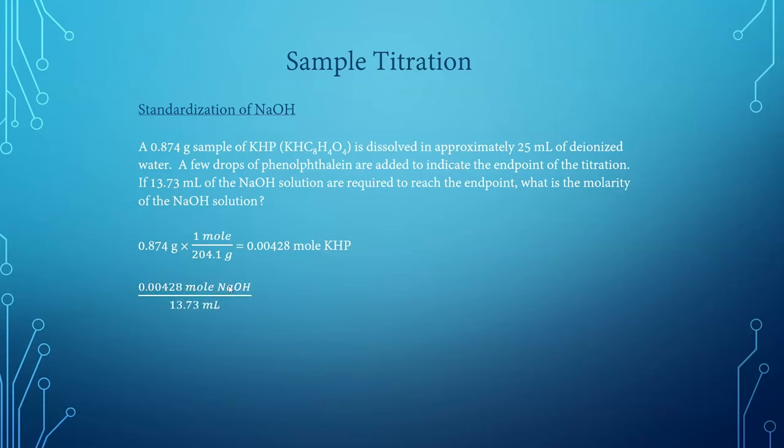So now we know two things about the sodium hydroxide. We know how many moles are in our sample, and we know how many milliliters there were. From that, we can calculate the molarity. All we have to do is change the milliliters into liters, and now we have the molarity of our sodium hydroxide solution. In the lab, we'll do this process twice to make sure that we get the same value. So this is now our standardized sodium hydroxide solution.